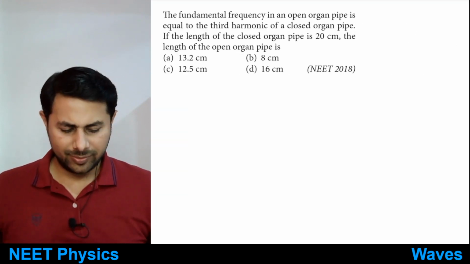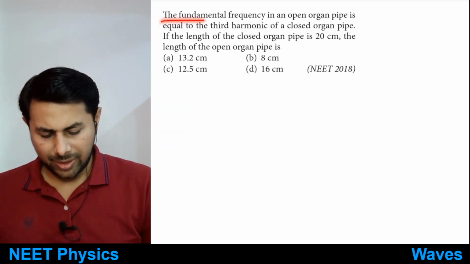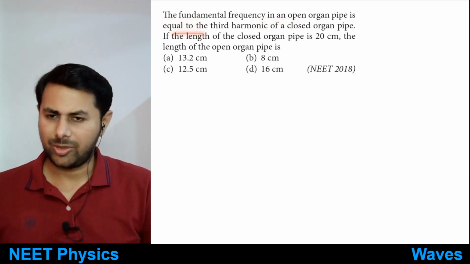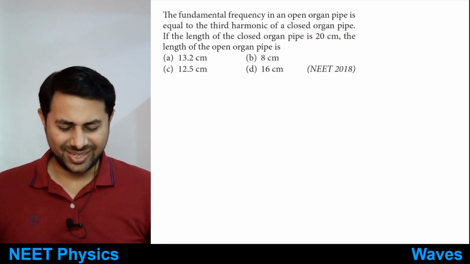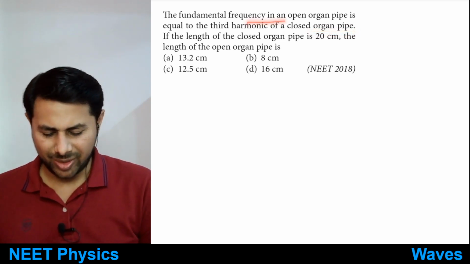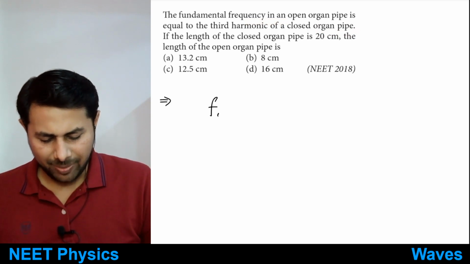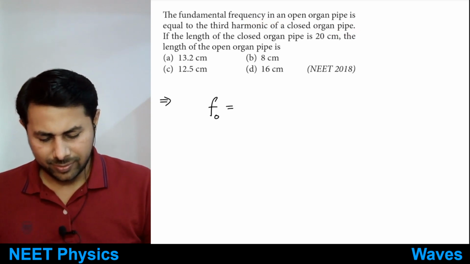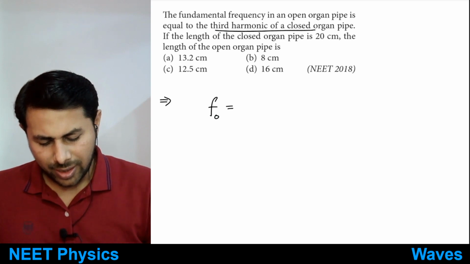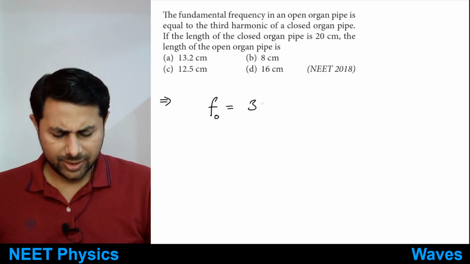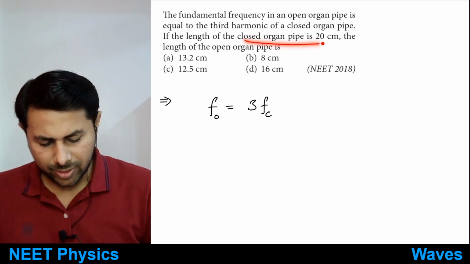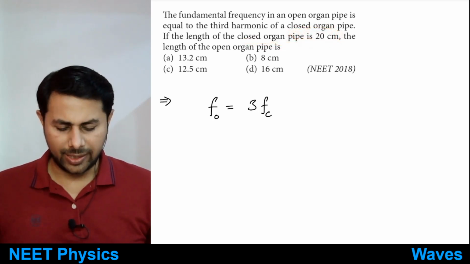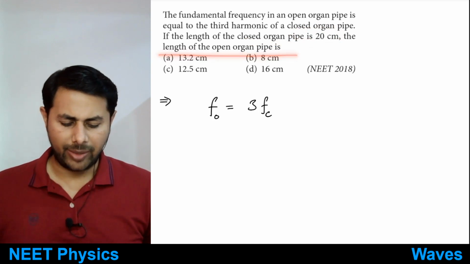Let's see next one. The fundamental frequency in an open organ pipe is equal to third harmonic of a closed organ pipe. See, all problems are similar, right? Fundamental frequency of open organ pipe. So let's say FO is equal to third harmonic of closed pipe. So that is just 3 times of FC. The length of closed pipe is 20 centimeters. So put the length. And length of open organ pipe is.